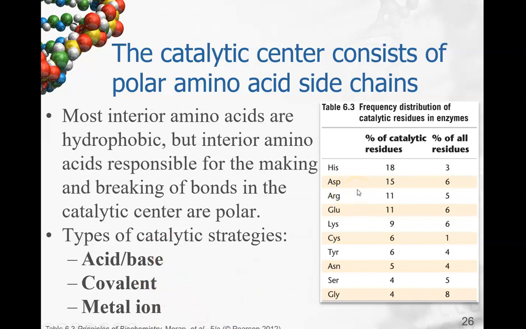And you can see that our top contenders, if we look at this chart right here, are histidine, aspartate, arginine, glutamate, lysine, cysteine, and tyrosine. Their percentage of catalytic residues is much greater than their representation of all residues. Whereas for glycine, glycine doesn't have the ability to do this. So we see more glycine in proteins, and glycine's not going to be generally part of a catalytic residue.